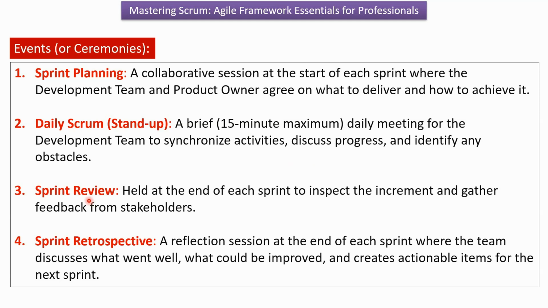The third one is sprint review. The sprint review meeting is held at the end of each sprint to inspect the increment. Increment is nothing but the completed work during the particular sprint, and the completed work will be shown to the stakeholders to get their feedback. And the fourth one is sprint retrospective. The sprint retrospective meeting is a reflection session that happens at the end of each sprint, where the team discusses what went well, what could be improved, and creates actionable items for the next sprint.